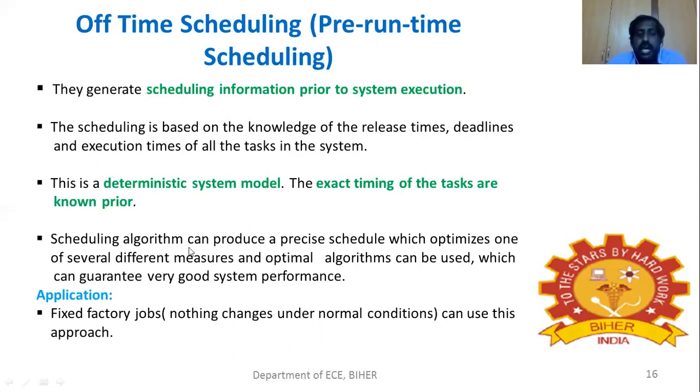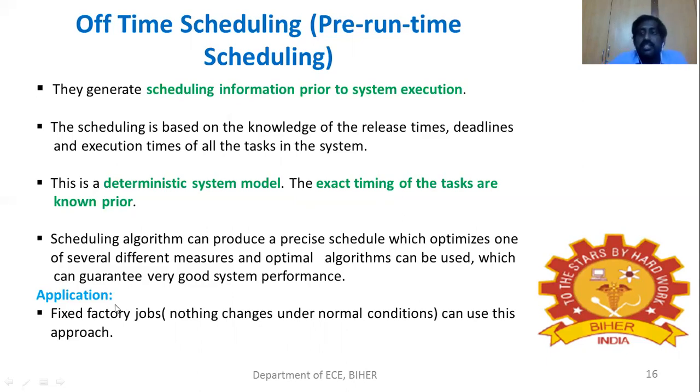The scheduling algorithm can produce a precise schedule which optimizes one of several different measures, and optimal algorithms can be used which can guarantee very good system performance, because we know the time required to execute and the deadlines of every task. So we can schedule according to the deadlines, and then only can we achieve good system performance. This is the optimized performance because we are handling many tasks, but we know the execution time and the deadlines of the tasks.